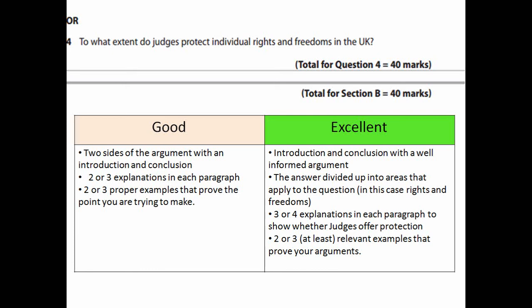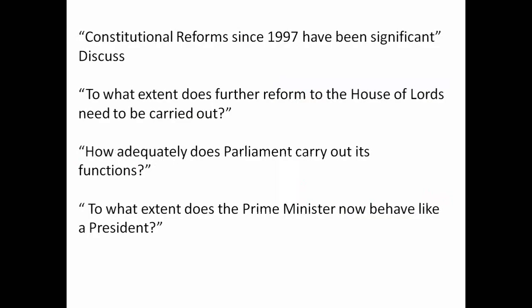Okay, well, you can pause it there, continue with that, and then obviously there are a few other questions that you can have a go at which are likely to come up on the paper in the form of a 40-mark question. Best of luck.